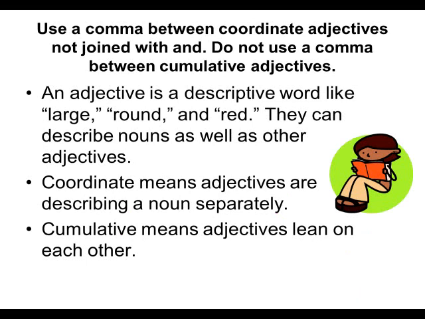Use a comma between coordinate adjectives not joined with and. Do not use a comma between cumulative adjectives. An adjective is a descriptive word like large, round, and red. Adjectives can describe nouns as well as other adjectives. Coordinate means they are describing a noun separately. Cumulative means adjectives lean on each other.